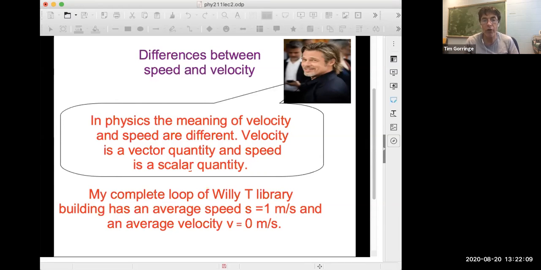So if you walk around the library, and you do a complete loop of the library. When I did this earlier on today, my average speed was 1 meter per second as I gradually strolled around the library. That was the average speed for the whole trip. But my average velocity for the whole trip was 0 because I came back to where I started. Because the displacement was 0, the average velocity was 0.